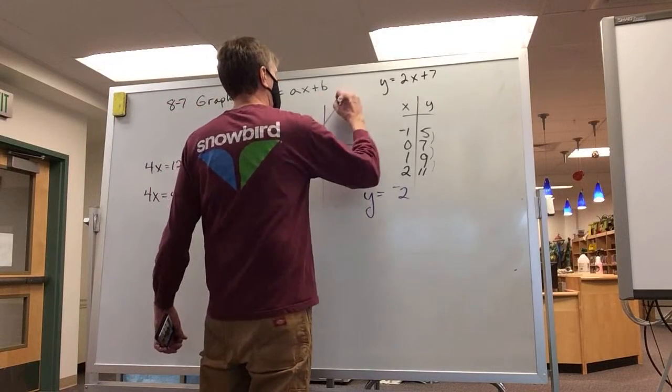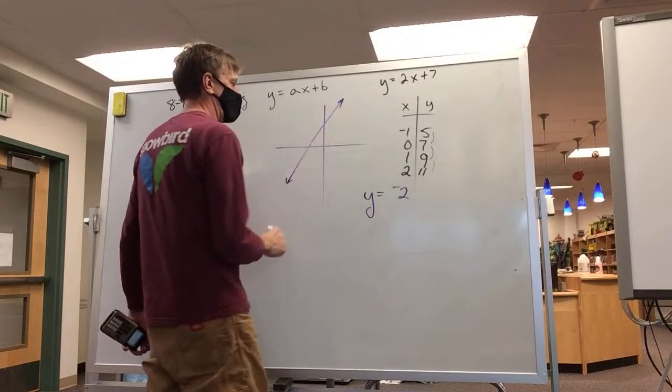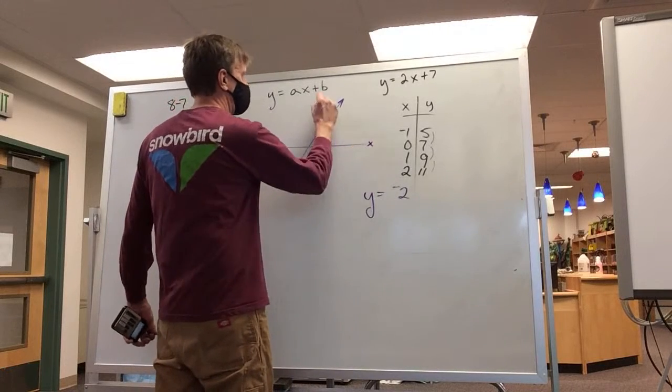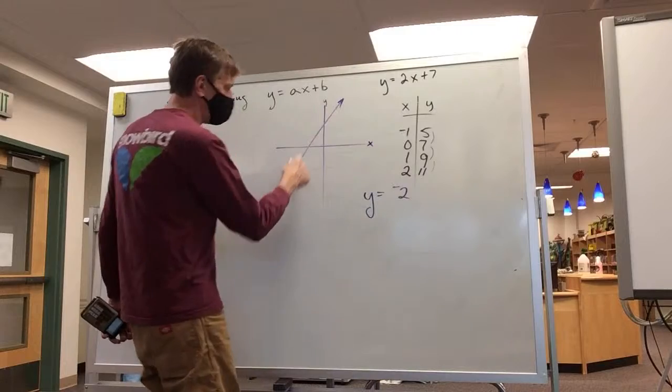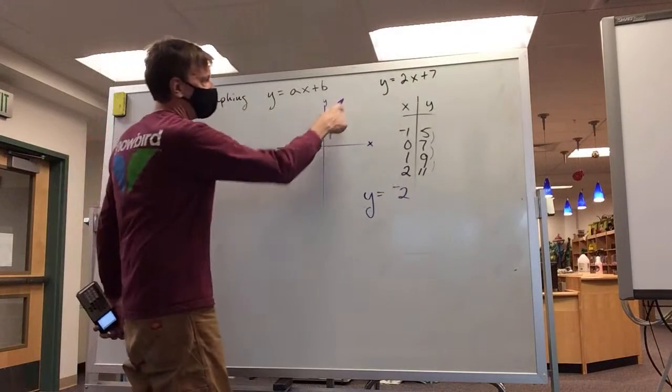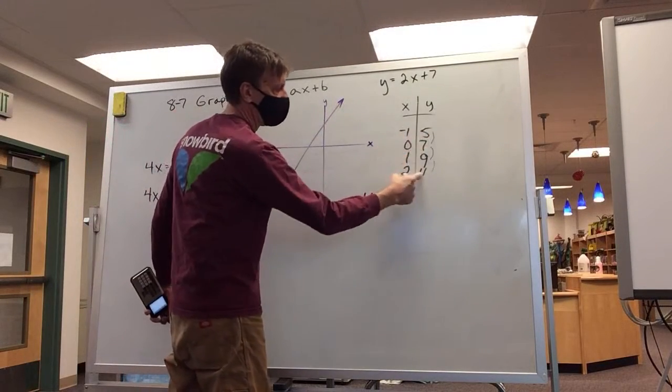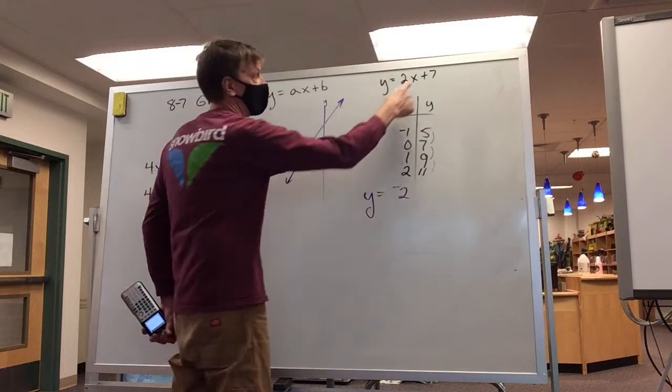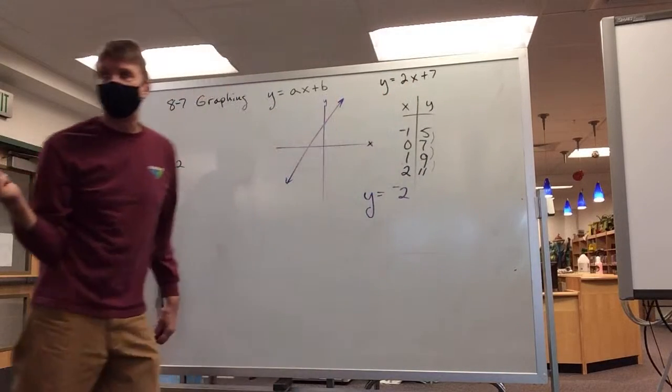You've got a graph that goes up like this. And then here's your x and here's your y-axis. And every single one of these points on this line comes from a table like this. And it fits this rule.